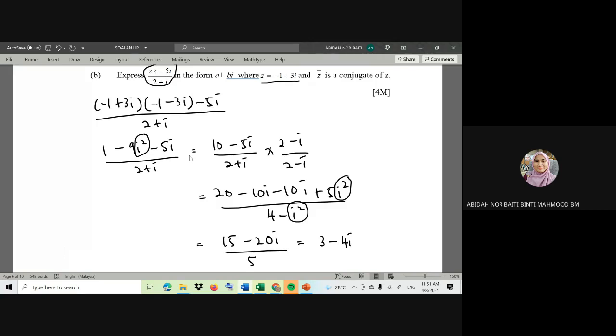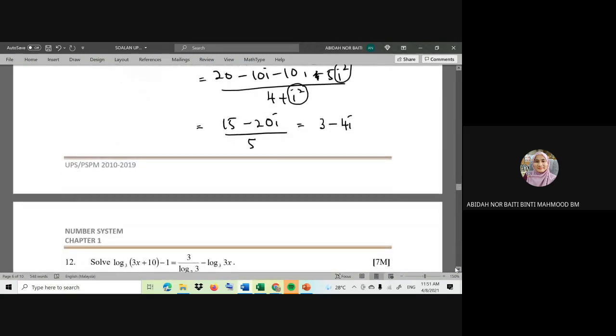Okay, itu sajalah yang kita kena buat. Boleh? Mana yang ada i squared semua ganti sahaja dengan negative 1. Bila kamu ganti dengan negative 1, maknanya sign ni dah berubah lah. Positif jadi negatif, negatif jadi positif. Okay, macam tu saja.